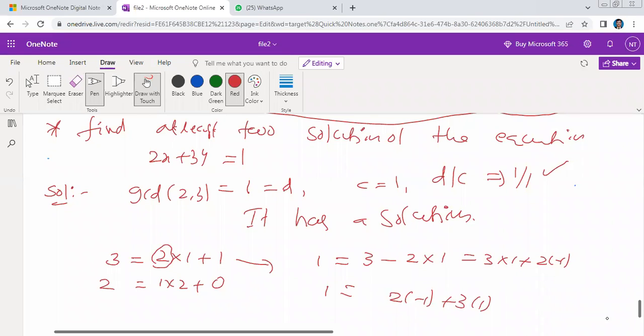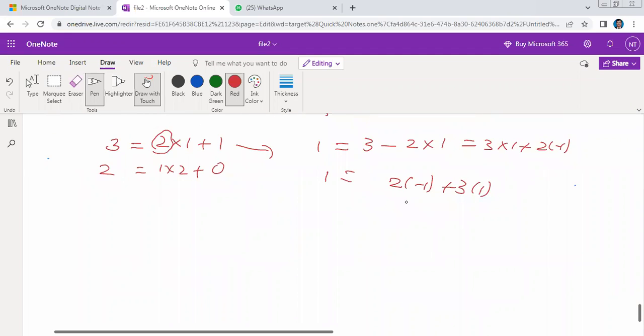What is one solution of 2x plus 3y? x is equal to minus 1, y is equal to plus 1. So this is my x naught. x naught is equal to minus 1, y naught is equal to plus 1.